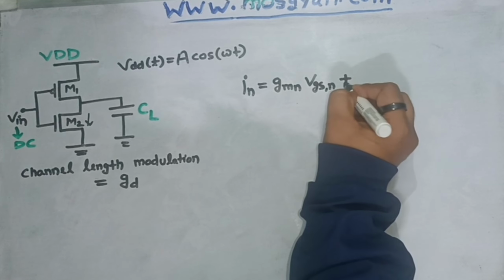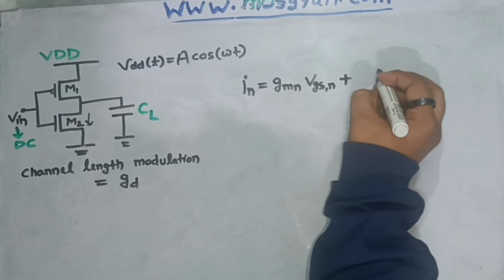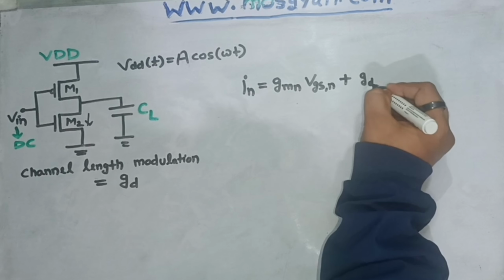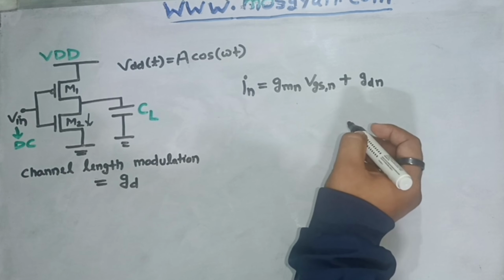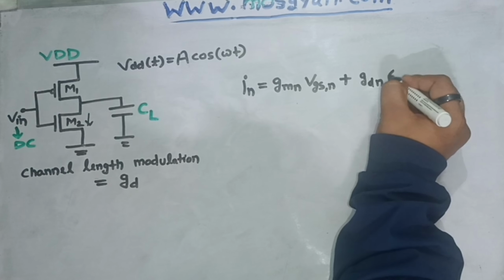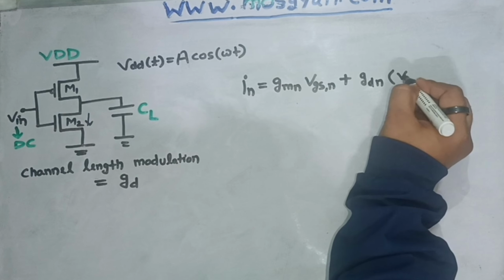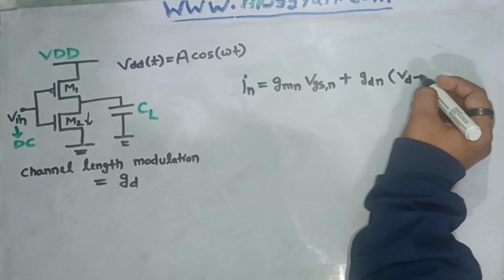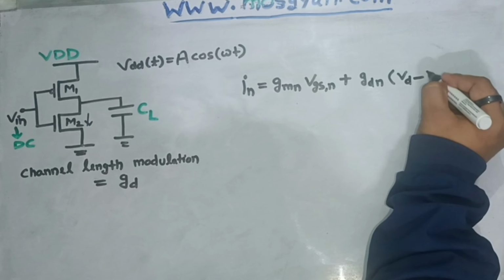Since channel length modulation is also given to us, we will consider that parameter also. So that factor will also get added here. So we get GDN, and that will get multiplied with VDS. VDS means the drain of this NMOS, let's call this VD, minus the source of this NMOS. This would be the IN current.